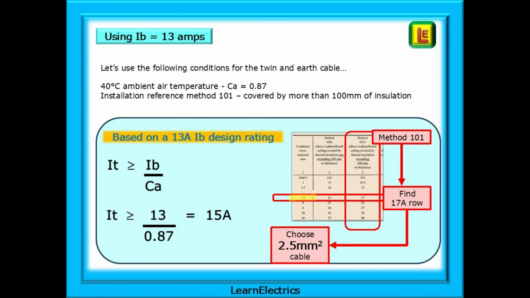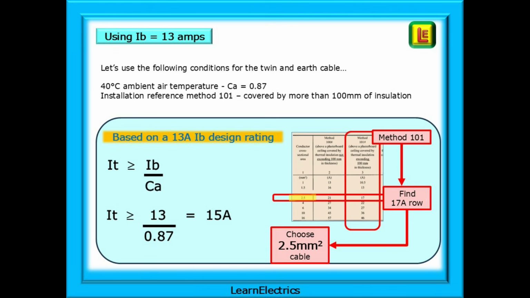Using IB equals 13 amps, the IB rating of the heater, we can use the following conditions for the twin and earth cable. 40 degrees Celsius ambient air temperature makes CA equal to 0.87. Installation reference method 101, where the cable is covered by more than 100 mm of insulation. It's a very simple calculation. 13 amps divided by 0.87 is 15 amps.